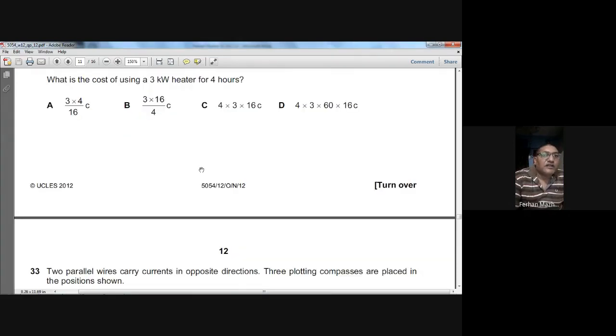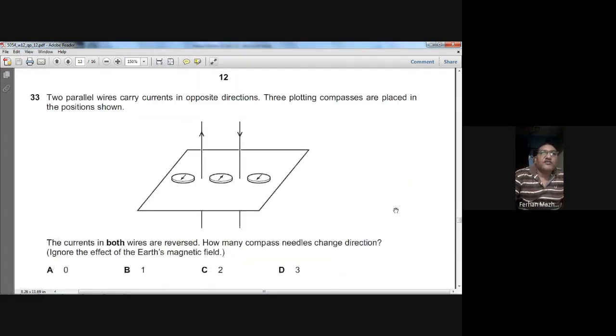Question number 33 is on your screen. Two parallel wires carry current in opposite directions. Three plotting compasses are placed in the position shown. The current in both wires is reversed. How many compass needles change direction? Ignore the effect of Earth's magnetic field. Question number 33. So you see the current in the right side wire is going downward.